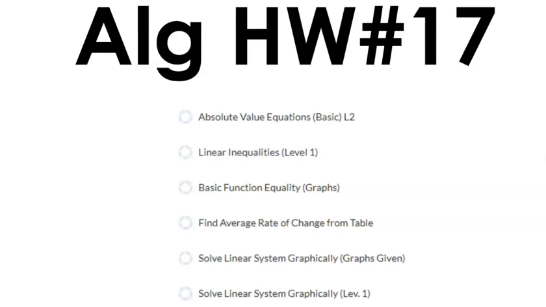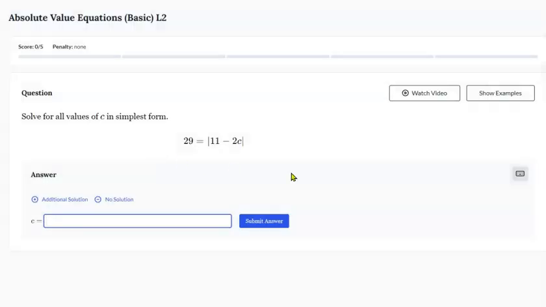Let's take a look at the questions on homework number 17, starting with absolute value equations first. The most important thing to remember about absolute value equations is that in order to solve them, you first need to remove any mathematics that's located outside of the absolute value bars, meaning if there was a coefficient out here, we'd have to divide by it. If there was a constant over here, we'd have to perform the inverse of it. Once you get just an absolute value expression, you can start to solve your problem.